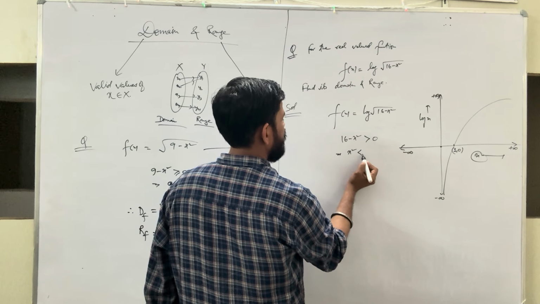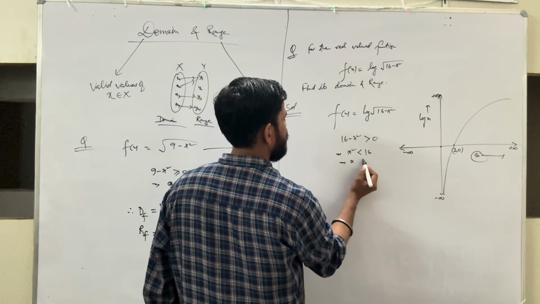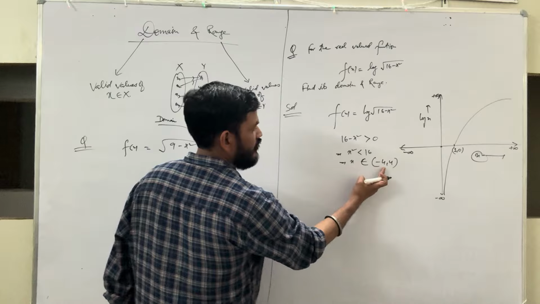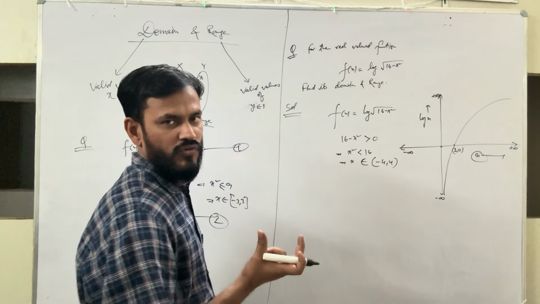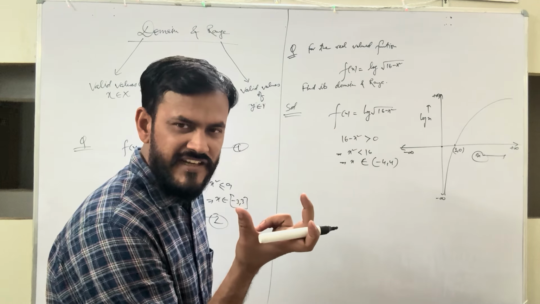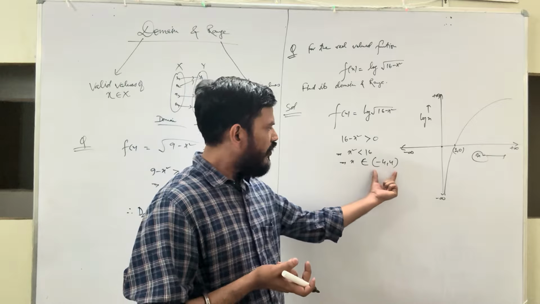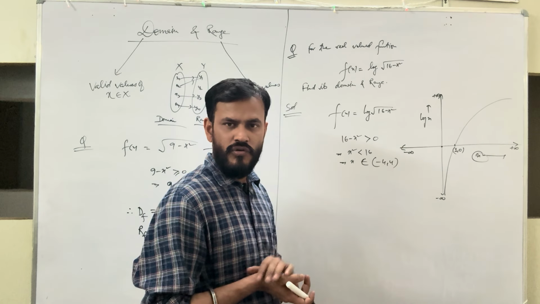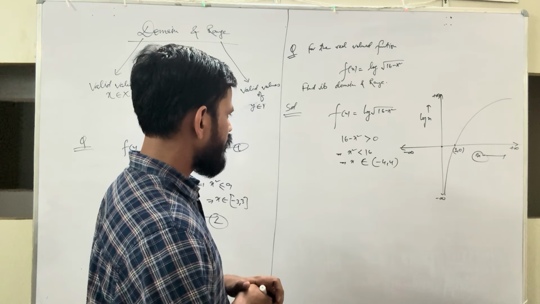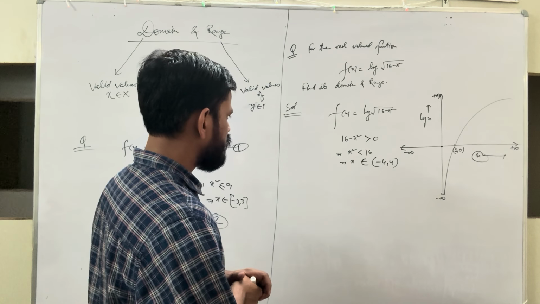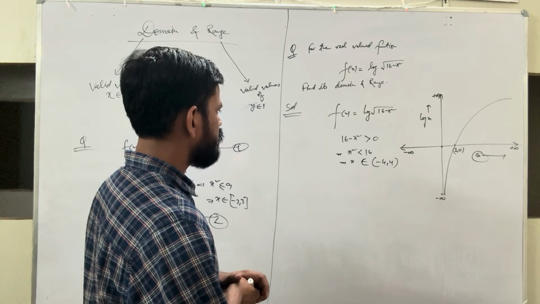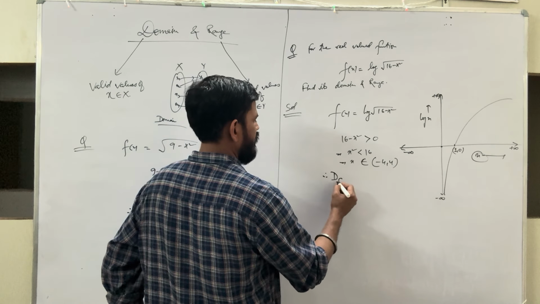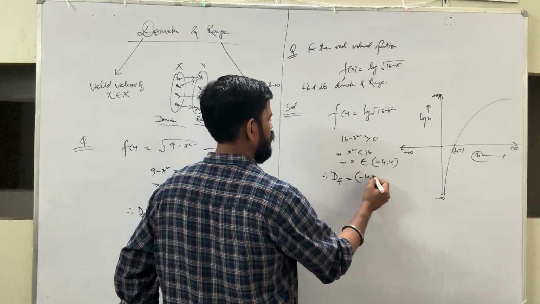So x square should be less than 16, so x must lie between minus 4 and 4. You see, open bracket of minus 4 and 4. Open bracket means the end values are excluded. So you have all the possible values of x excluding minus 4 and 4. Therefore, domain of f is minus 4 to 4.